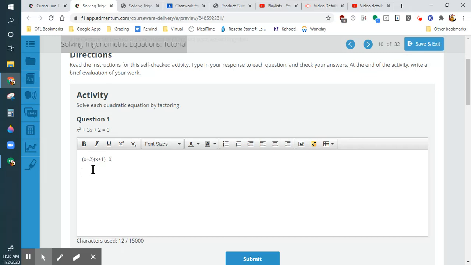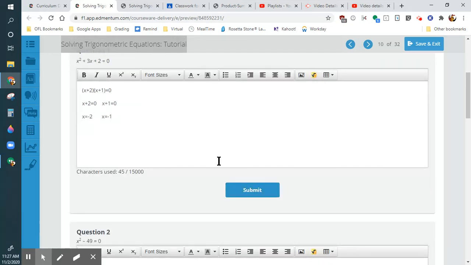This causes them to split up into two equations. So the whole reason of doing this is what's called the zero product property. If you make x plus 2 equals 0, it doesn't matter what x plus 1 is. 0 times anything is 0. And we're also going to do x plus 1 equals 0. So our answers become x equals negative 2. And our other answer is x equals negative 1. So that's how we solve this by factoring.